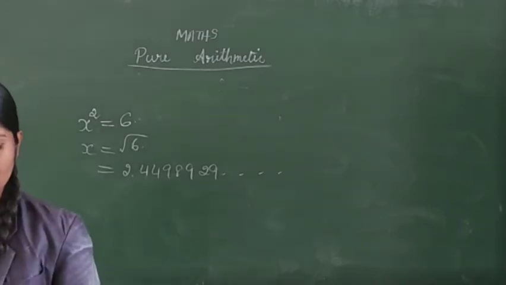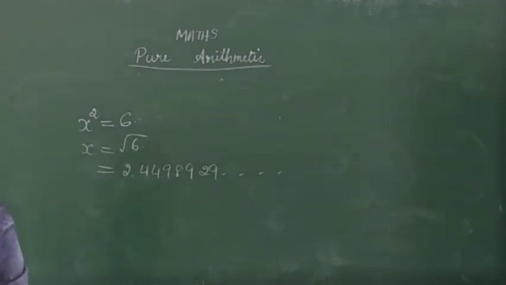Second question is, x square is equal to 0.009.